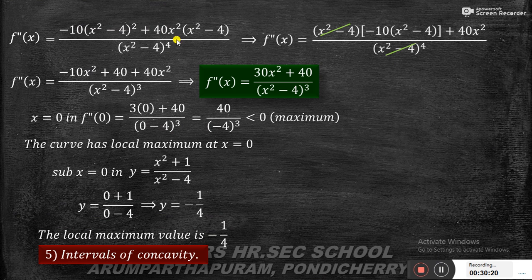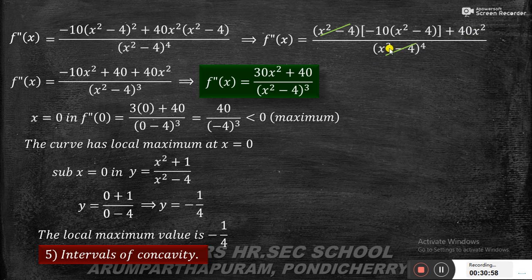So f double dash of x equal to minus 10 into (x square minus 4) whole square plus 40 x square into (x square minus 4), by (x square minus 4) whole power 4. Now we take the common factor. x square minus 4 is a common factor of these two terms. The remaining factor is minus 10 into (x square minus 4) plus 40 x square, and this bracket comes in the numerator.